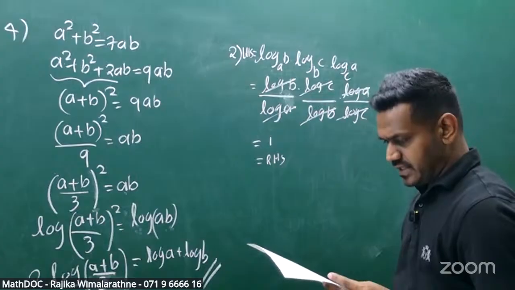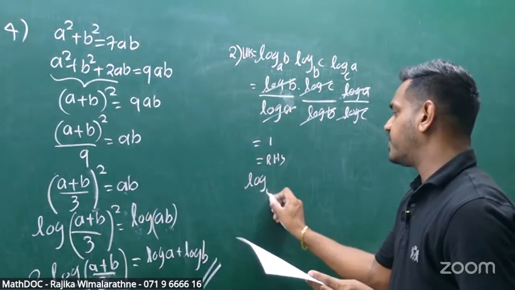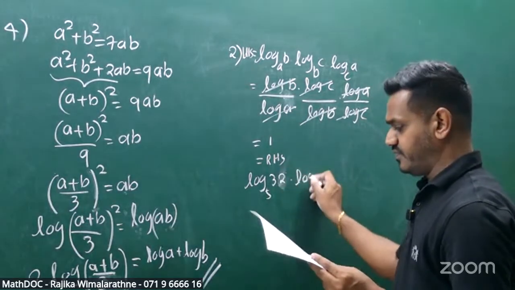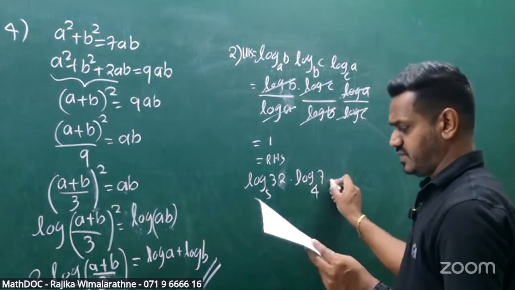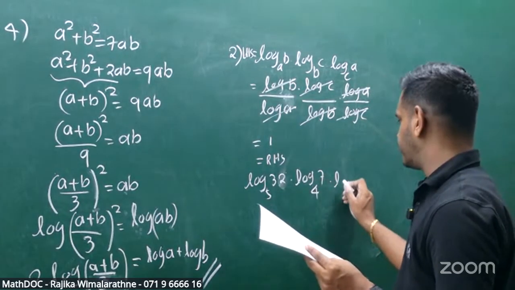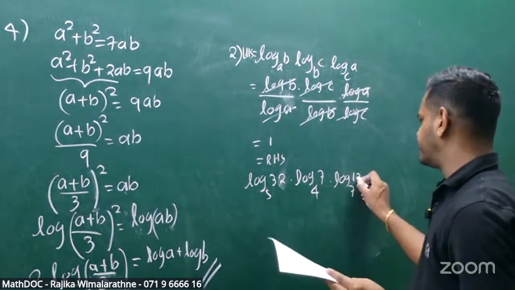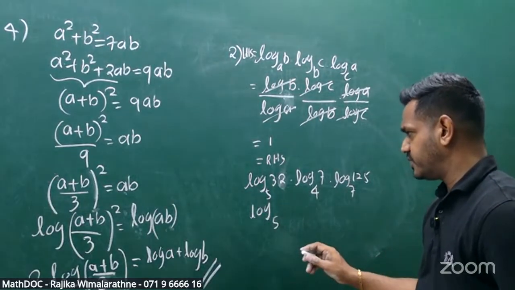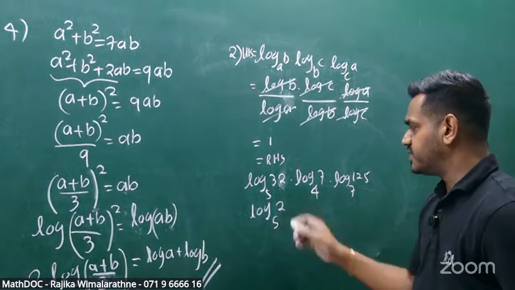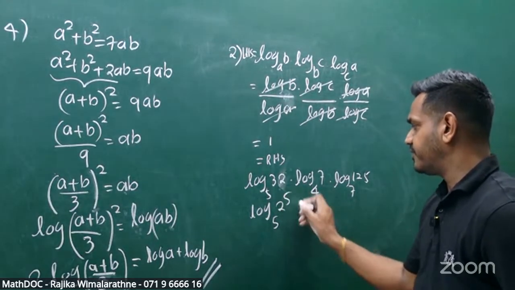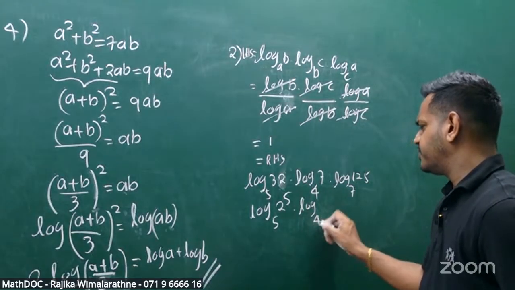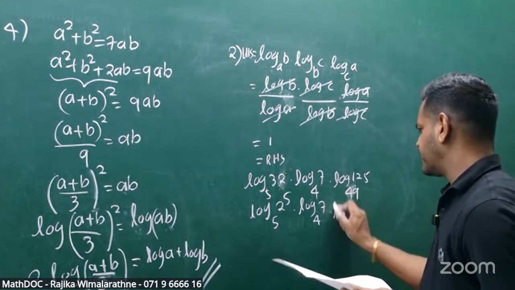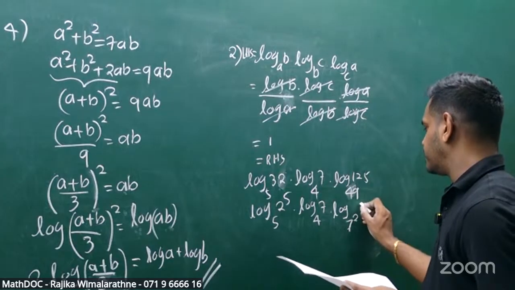Okay. Then the next question: log 5 base 35, sorry, log 5 base 32 into log 4 base 7 into log 7 base 125. Then here log 5 base 32, 32 is 2 to the power 5. Log 4 base 7. Log 7 base 125, where 125 is 5 cubed. Wait, this is 49, no? Log 7 base 49, here 5 square.